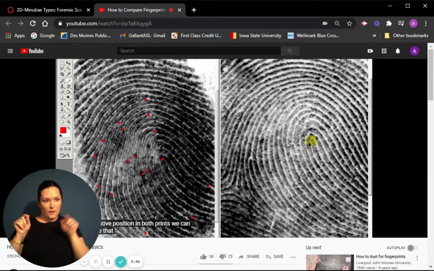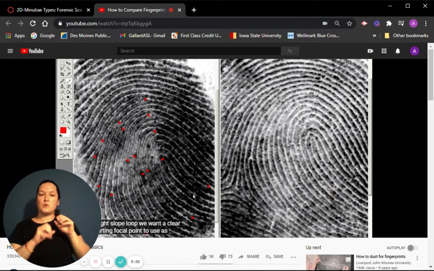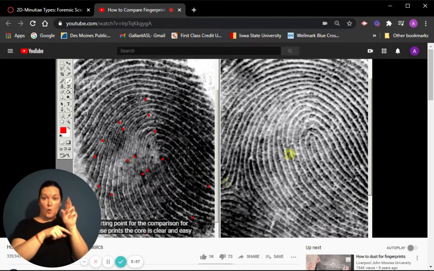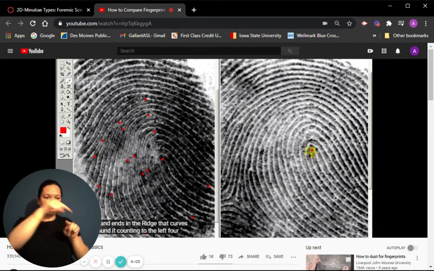We can see that, first of all, this print is also a right slope loop. We want a clear focal point to use as a starting point for the comparison. For these prints, the core is clear and easy to find to use as our starting point. Here we have the same ridge that comes up and ends in the ridge that curves around it. Counting to the left 4 ridges, we find this upward ridge ending.